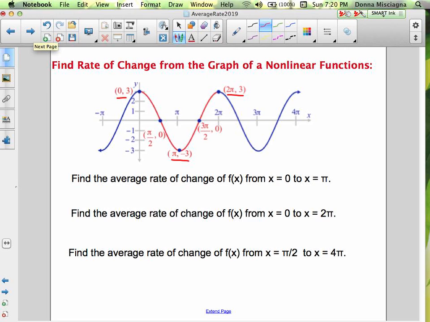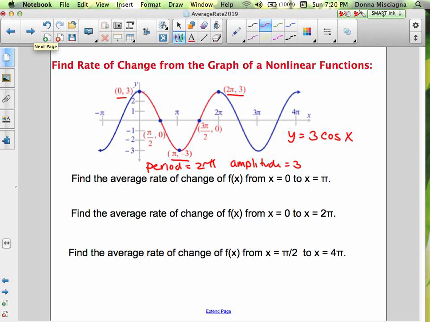So which function starts at the maximum? That's cosine. The period is still 2 pi, because it took 2 pi to get back to 3 again. The amplitude equals 3, because the minimum point is negative 3 and the maximum is 3. And so this is the equation y equals 3 times cosine x.